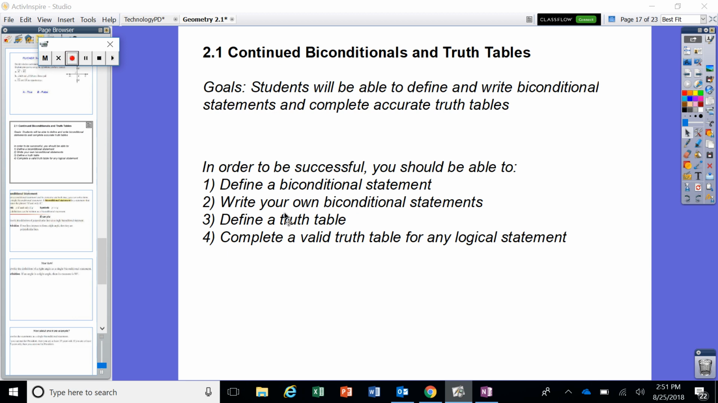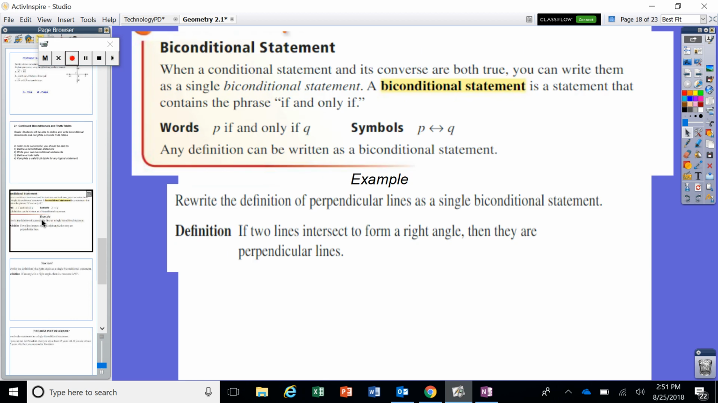I'm keeping it the same with our success criteria. 4 things that you're going to have to be able to do to be successful within this lesson. 1, can you define what a biconditional statement is? 2, can you write your own biconditional statements, maybe given a definition first? 3, can you define what a truth table is? And then finally 4, complete a valid truth table for any logical statement. And obviously these are going to make a little more sense as we first dive in. So let's find out and take a look at what a biconditional statement actually is.